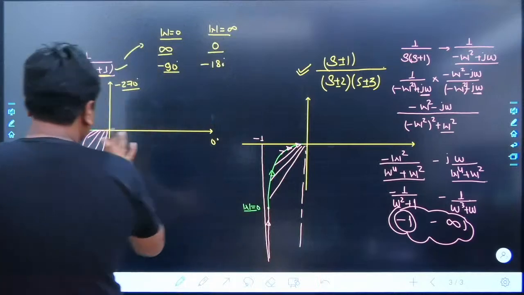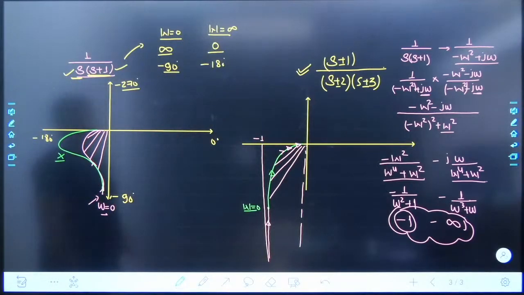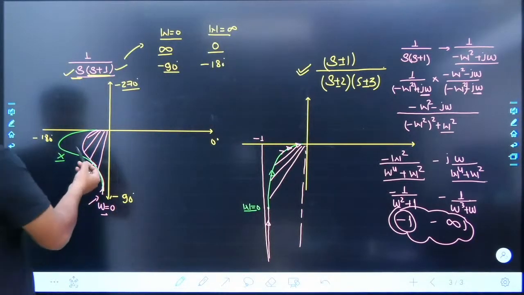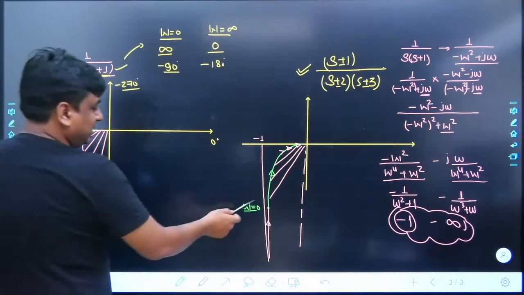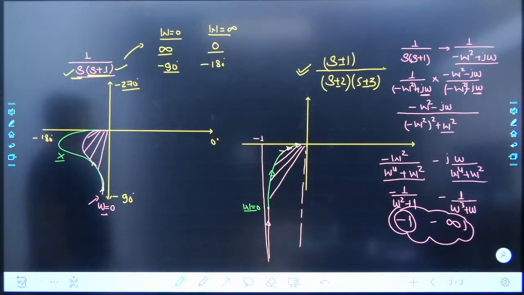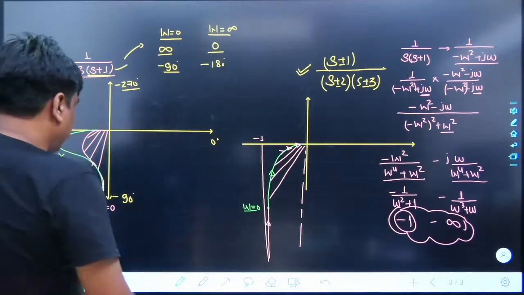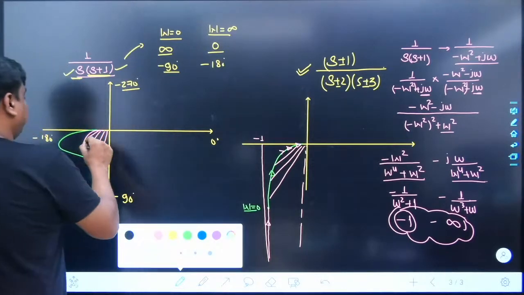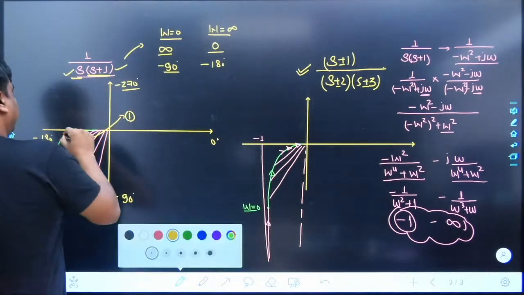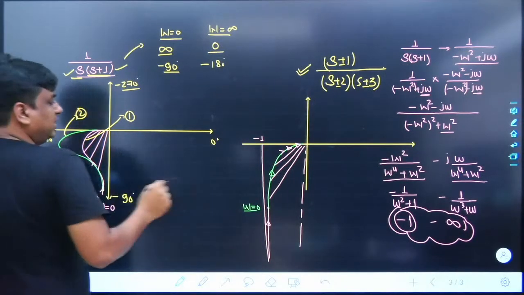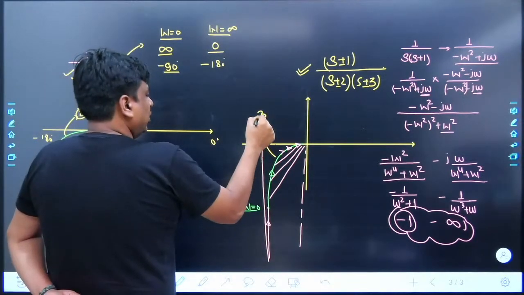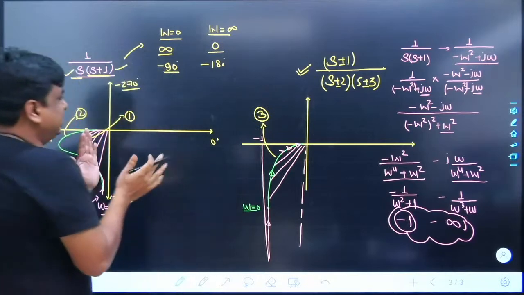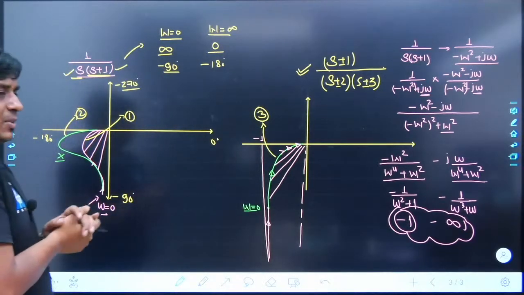See, three different patterns have been made. This is the first pattern, this is the second pattern, and this is the third pattern. In all three, almost the things are the same, but which would be the best pattern?